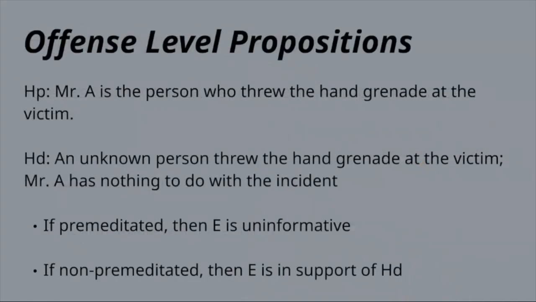The offense level proposition is that Mr. A was the person who threw the hand grenade in this case, versus that some unknown person threw the hand grenade at the victim, that Mr. A had nothing to do with the incident, being the defense hypothesis at the offense level. This depends on whether the crime was premeditated or not. If premeditated, then E is uninformative. The evidence is not helpful in reaching a decision at the offense level. However, if the crime was not premeditated, then the evidence is in support of the hypothesis proposed by the defense.